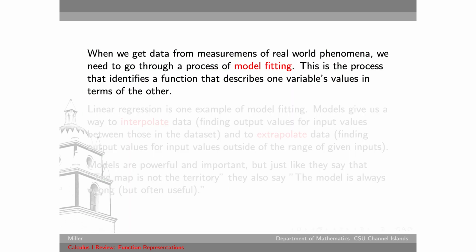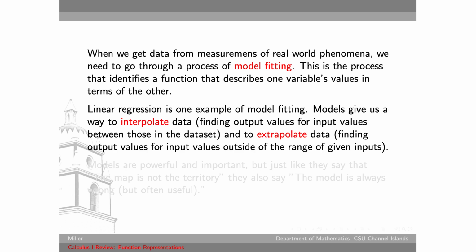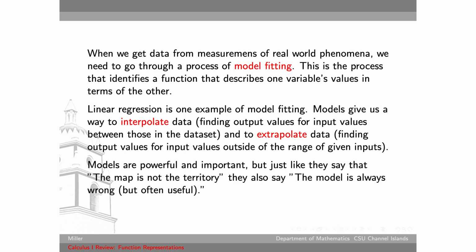When we get data from measurements of real-world phenomena, we need to go through a process of model fitting. This is the process that identifies a function that describes one variable's values in terms of the other. Linear regression is one example of model fitting. Models give us a way to interpolate data, finding output values for input values between those in the dataset, and to extrapolate data, finding output values for input values outside the range of given inputs. Models are powerful and important, but just like they say that the map is not the territory, they also say, quote, the model is always wrong, but often useful.